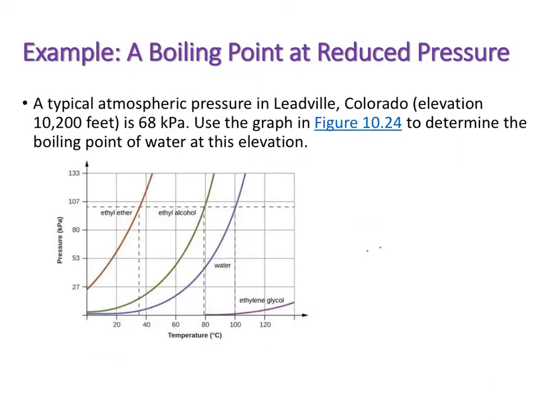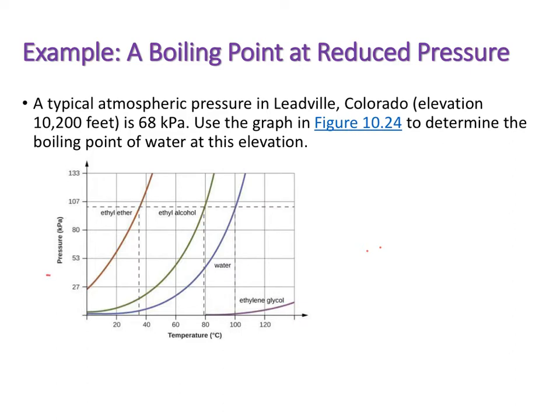So in this example, we will be looking at boiling points at a reduced pressure. Again, just to remind you, this chapter is very conceptual. It's more about you being able to apply concepts and reason with them. So here we have a typical atmospheric pressure in Leadville, Colorado, where the elevation is about 10,000 feet, of 68 kilopascals. Use this graph to determine the boiling point of water at this elevation. So 68 kilopascals. Where is that on one of these axes?